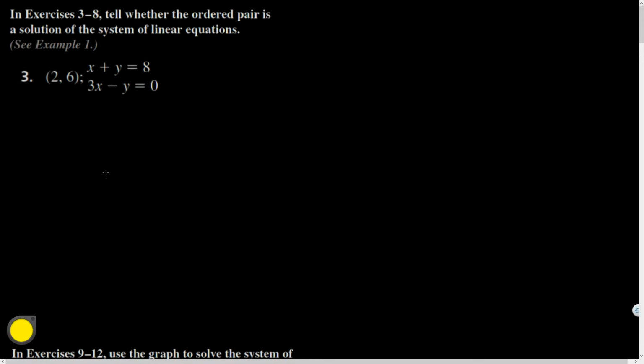And solving a system of equations is finding a particular XY combination that will make not one, but both equations true at the same time. So, for instance, if I'm suspicious of whether or not (2, 6) is a solution of the system, I would be plugging 2, 6 in for the x and the y in each equation to determine whether or not they are true. So let's do that.